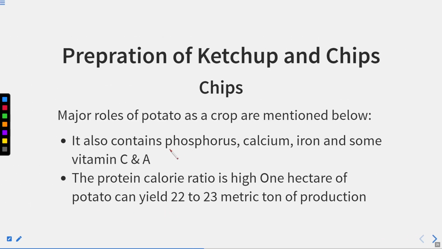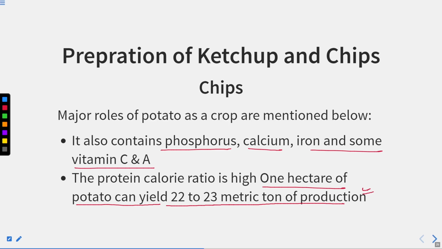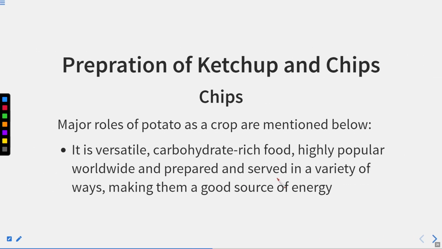It also contains phosphorus, calcium, iron, and some vitamin C and A. Protein calorie ratio is high. One hectare of potato can yield 22 to 23 metric tons of production. So the production rate is quite high in the case of potato.